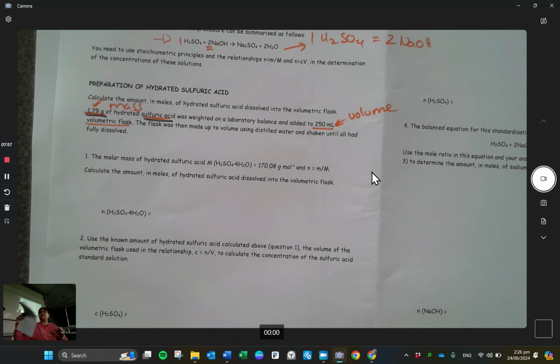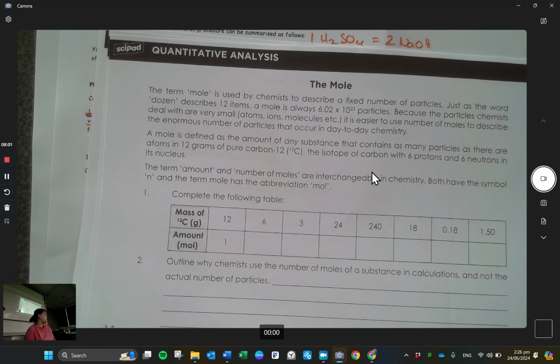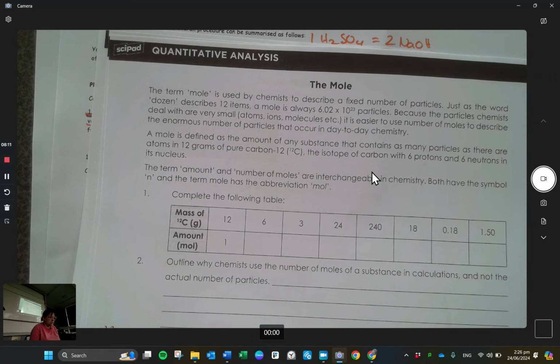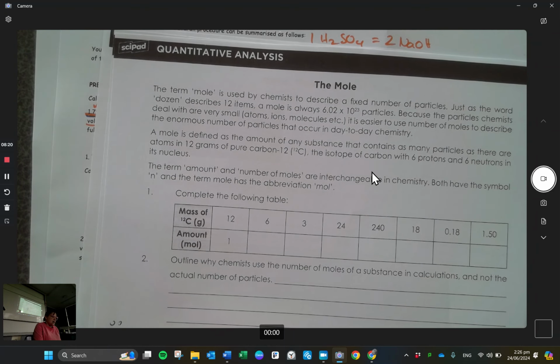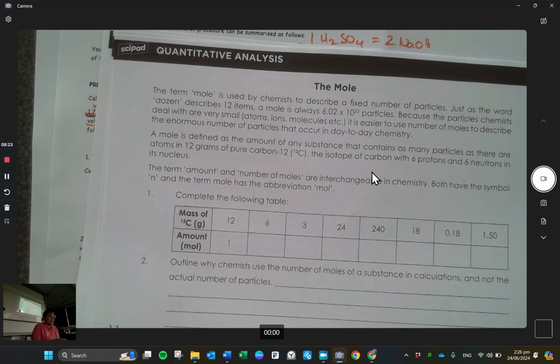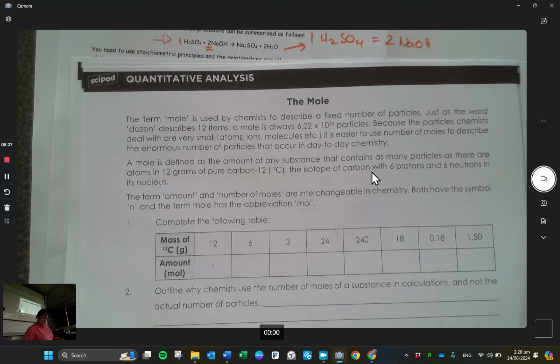I just want to show you the notes that we had for the SciPad. A mole is just another form of unit. It's a way for us to determine how many particles we have, which is useful when we're looking at equations. The thing to keep in mind is that atoms have different sizes. Carbon, for example, has a mass of 12, whereas hydrogen has a mass of 1 for its atom. Let me give you some notes on that as a quick crash course.